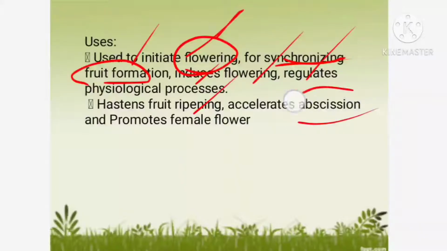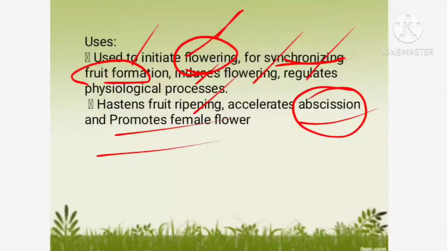Accelerates abscission. Abscission means, you know, the dead parts are made to fall down, and they help in the growth of the female flower. Female flower, they promote the growth much faster. Okay. So this is regarding your ethylene.